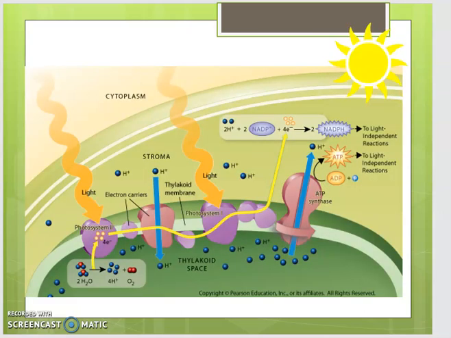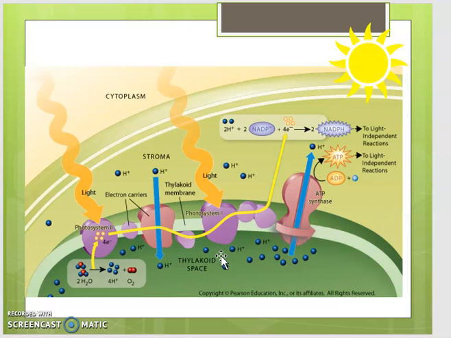Here's a visualization of that so you can see the light coming in. It comes into something called photosystems, and photosystems are just going to be chlorophyll that's going to be inside of the thylakoid membrane. Chlorophyll is a pigment that's going to absorb certain wavelengths of light. It actually reflects green, which is why the plants look green. But it's going to absorb light energy and create these high energy electrons.